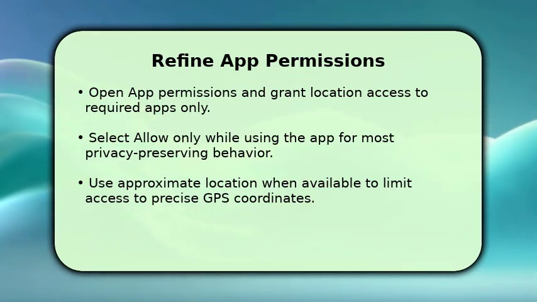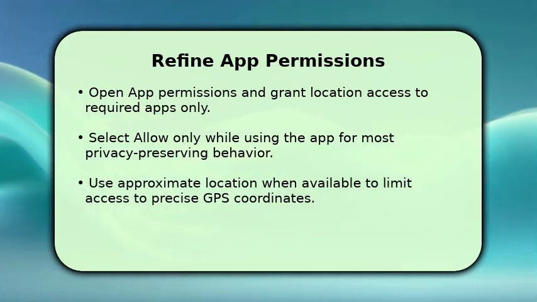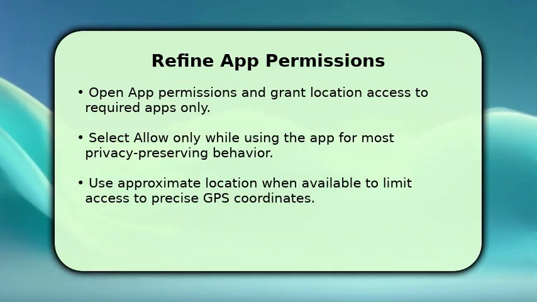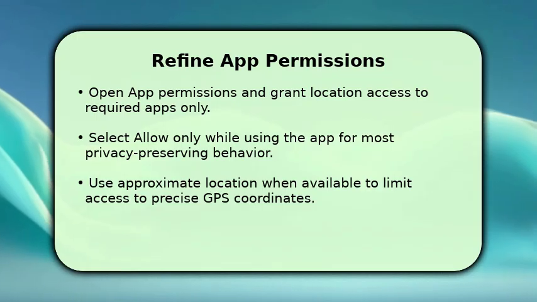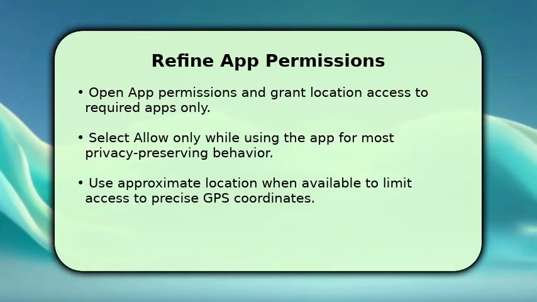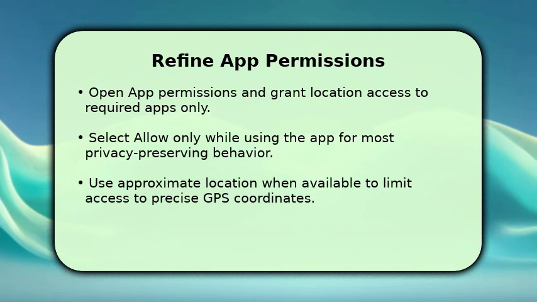If an app offers approximate location, select it to limit exposure to precise GPS coordinates. Review background location use and set it to never if unnecessary. Exit settings and test a mapping app to confirm location updates within a few seconds.